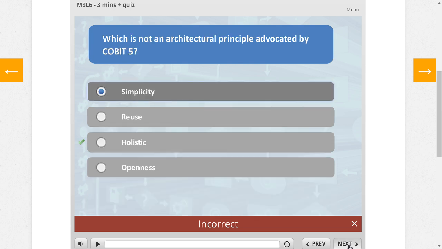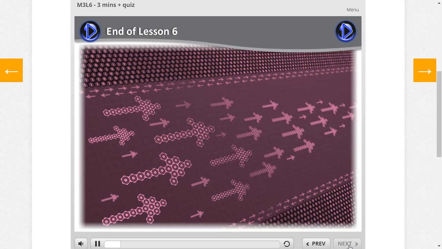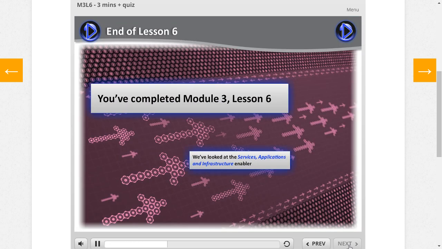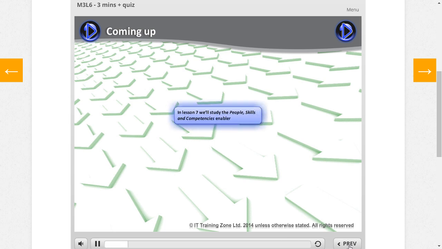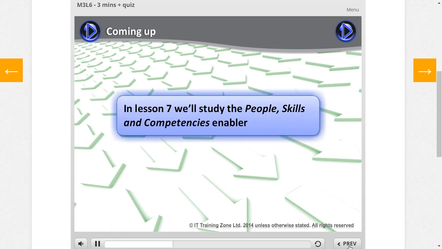That completes this lesson. In this lesson, you learned about the Services, Infrastructure, and Applications Enabler. The next lesson is Module 3, Lesson 7. In that lesson, we'll study the People, Skills, and Competencies Enabler.